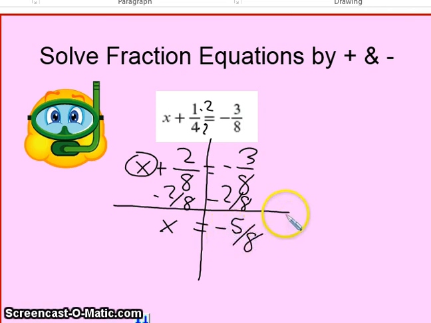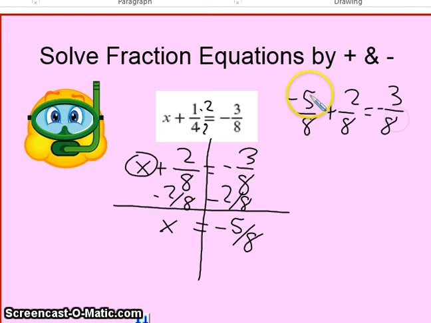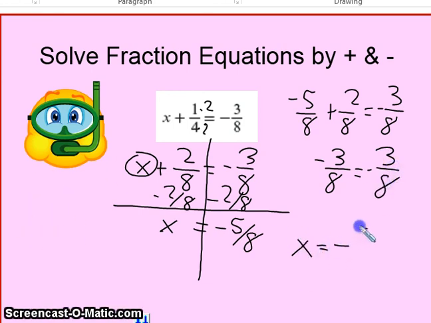Now if I want to check and make sure that's correct, I can plug it in here. Negative 5/8 is x, plus positive 2/8 equals negative 3/8. Negative 5 plus 2 is negative 3 over our common denominator. And there's our true statement. So our solution here is x equals negative 5/8.